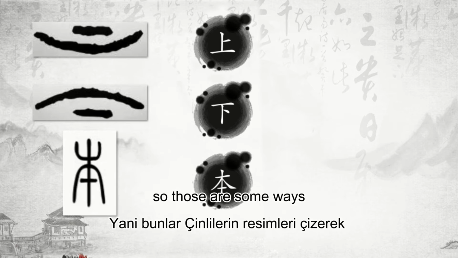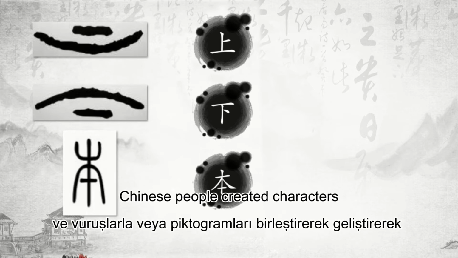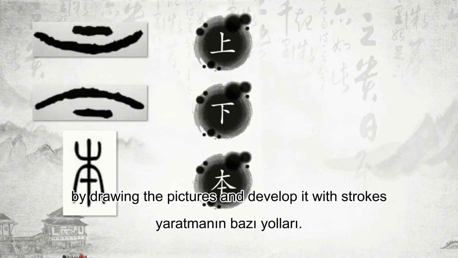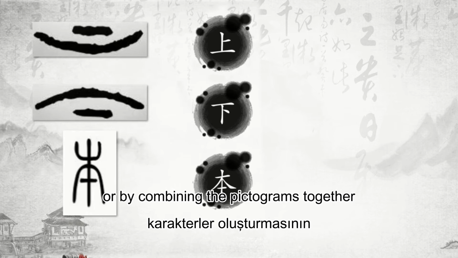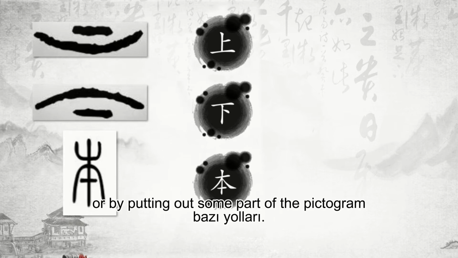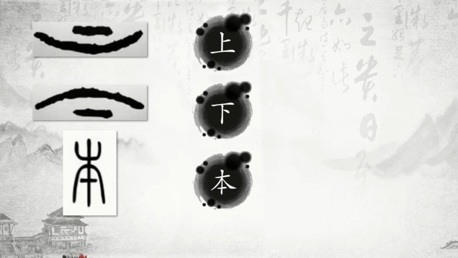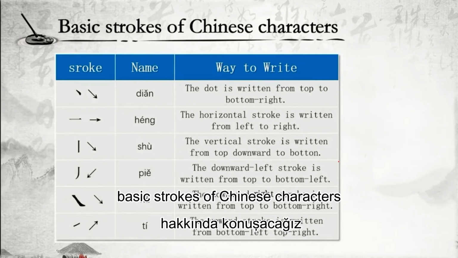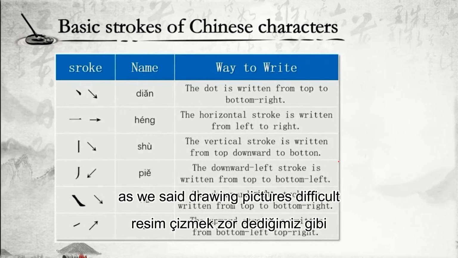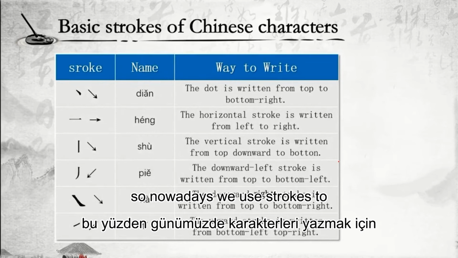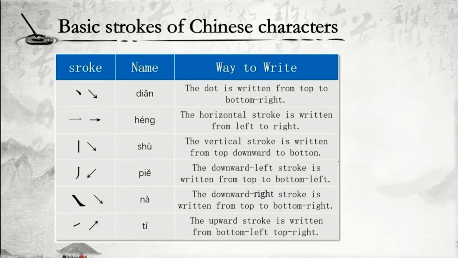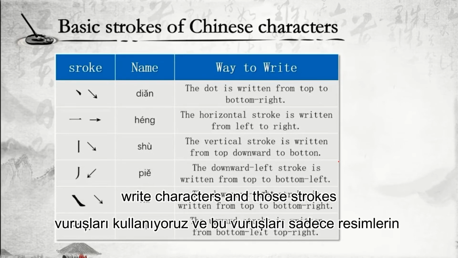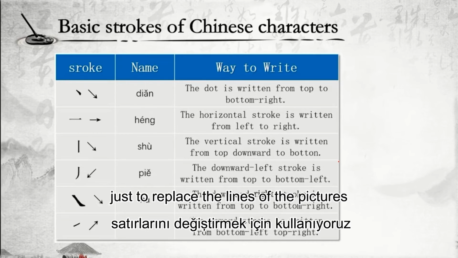So those are some ways Chinese people created characters, by drawing the pictures and develop it with strokes, or by combining the pictograms together, or by pointing out some part of the pictogram to show new ideas. And next we talk about basic strokes of Chinese characters. As we said, drawing pictures is difficult, so nowadays we use strokes to write characters, and those strokes just replace the lines of the pictures.